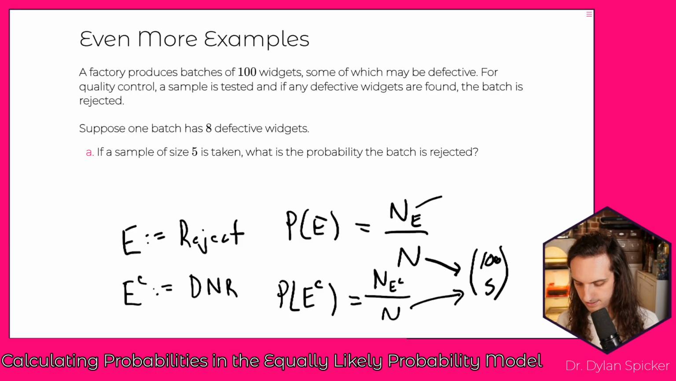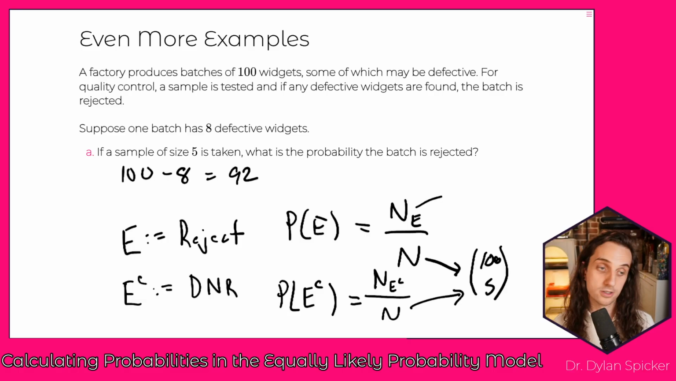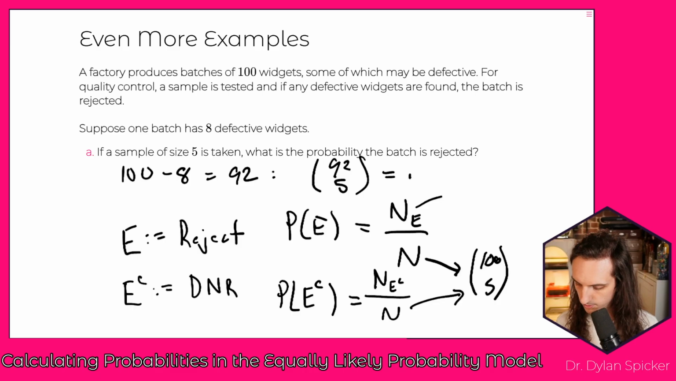So we have 8 defective widgets. We have 100 total, right? And so if you take 100 minus 8, that gives you 92 non-defective widgets, right? So 92 choose 5 is going to equal the number of ways that E complement can happen. Okay, and so then E complement becomes something that is easy to directly calculate.